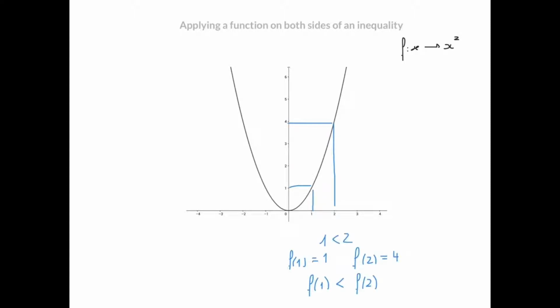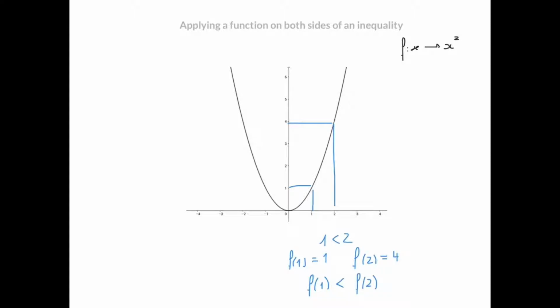So we have 1 is less than 2. See, 1 here is less than 2. f of 1 is 1, f of 2 is 4. 1 squared is 1, 2 squared is 4. And you see that f of 1 here is less than f of 2. So it looks like the function f can be applied to this inequality, and 1 is less than 2 is translated by f of 1 is less than f of 2 in that example.